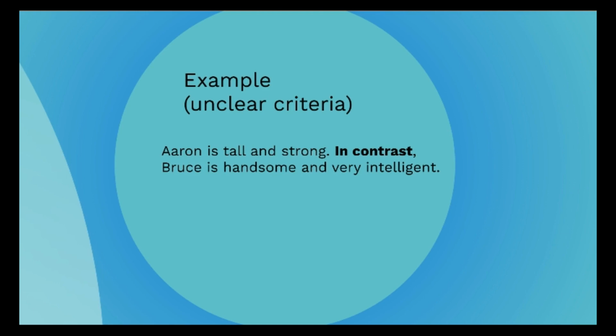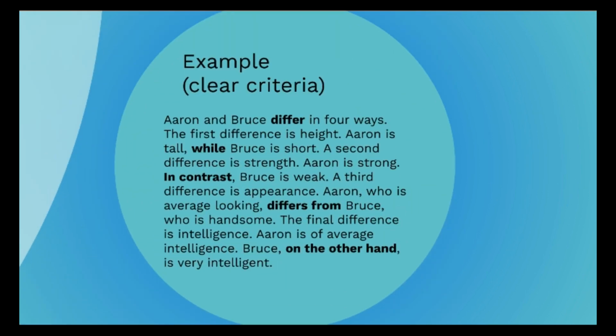Compare the following, which has much clearer criteria. Aaron and Bruce differ in 4 ways. The first difference is height. Aaron is tall, while Bruce is short. The second difference is strength. Aaron is strong. In contrast, Bruce is weak.